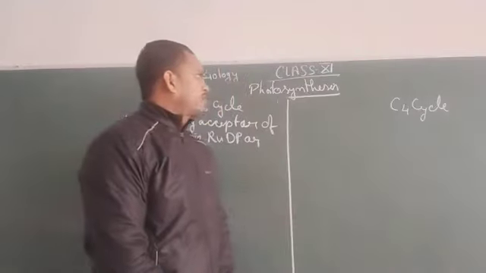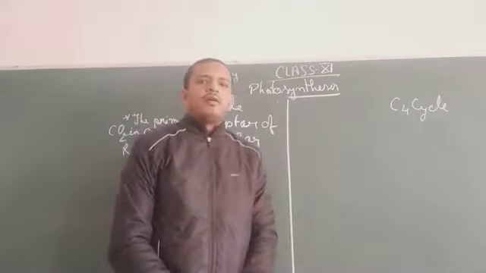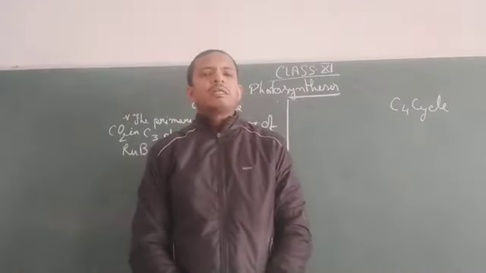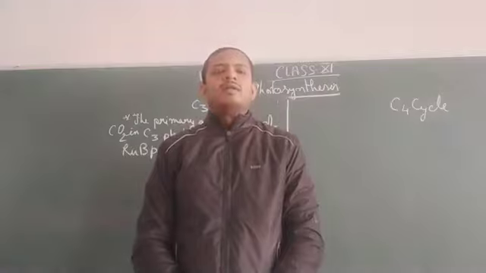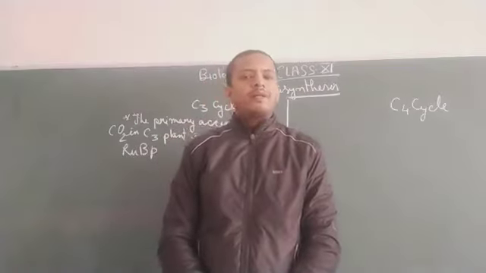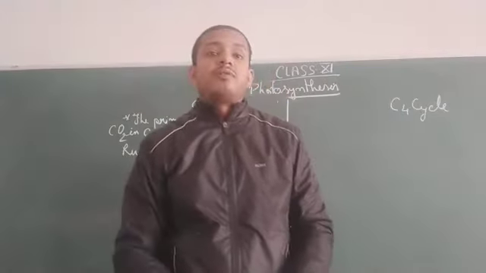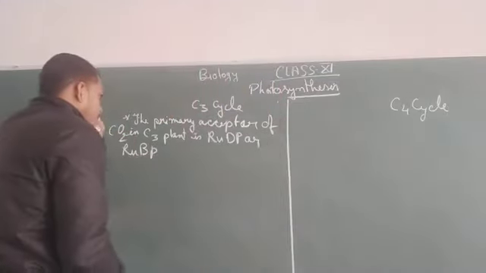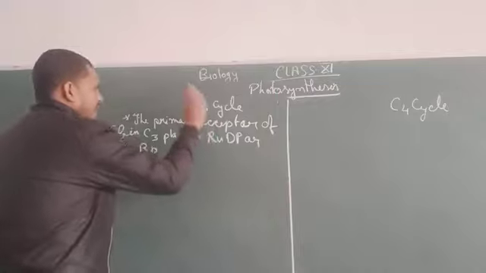In a continuous series of classes on the chapter photosynthesis, we have completed C3 cycles and C4 cycles, all the detailed structure about that. In today's class we are going to discuss the difference between the C3 and C4 cycle. So you can see here, C3 cycle.